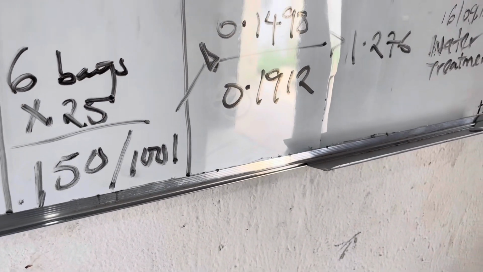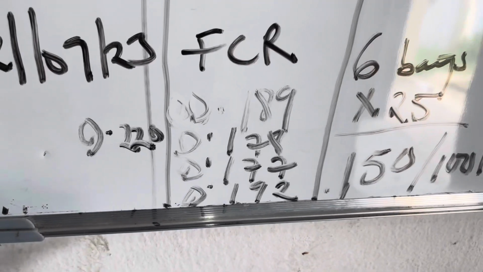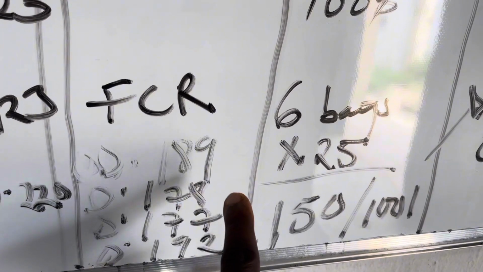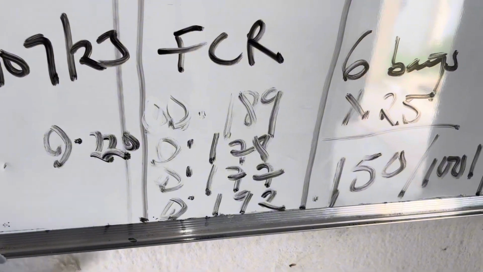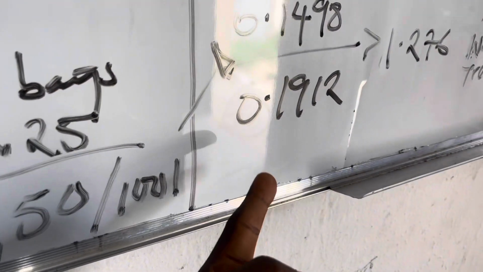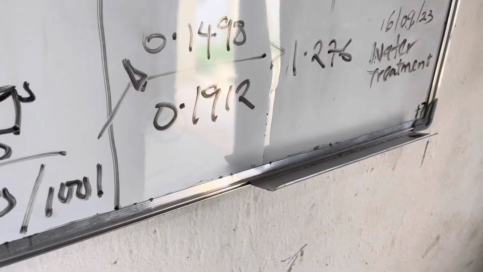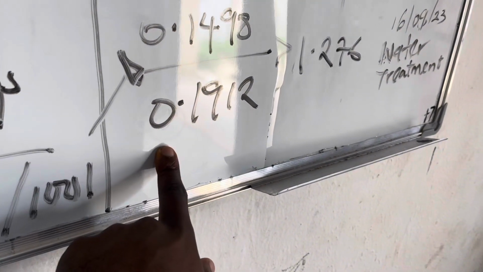Of course, not all of them will weigh 0.192. As you see, some are weighing 0.178, some are weighing 0.189, some are weighing 0.192, some are weighing 0.220. But the average weight of them comes to 0.1912. So what do you do when you've gotten your average weight?